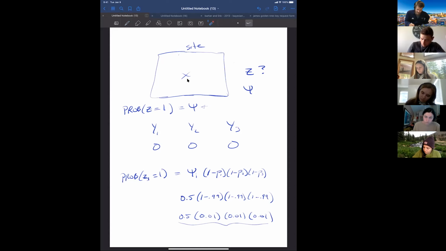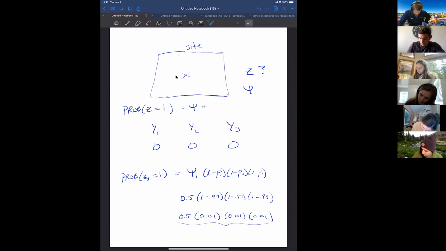So if our detection probability is high, and we go to this site 3 times and don't see it, there's a fairly good chance that there's no animals there. That helped. Thanks for explaining that. Yeah.